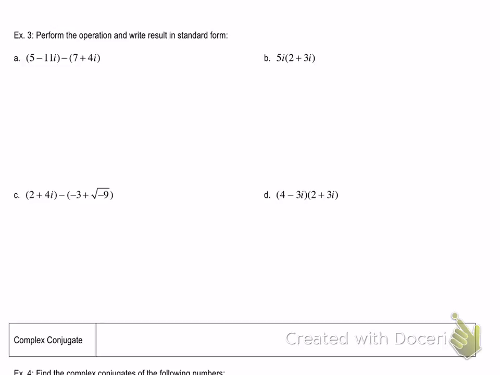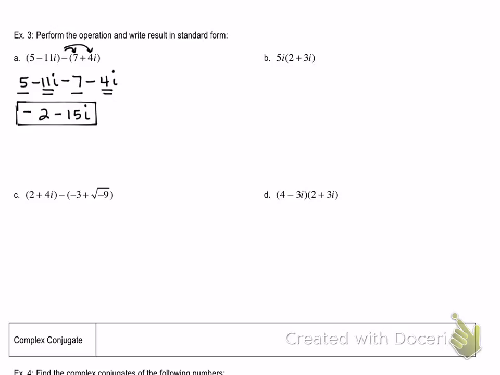Okay, so let's look at example 3a. Notice that I am subtracting these two complex numbers. So again, the first thing that I like to do is to distribute the negative. So we're going to get 5 minus 11i minus 7 minus 4i. If you distribute that negative first, then now you can just look at the like terms. So combine the numbers, which is -2, and then combine the i's, which is -15i. And then notice it's in that a plus bi format, which is the format of the answer we're looking for, so we're good to go.